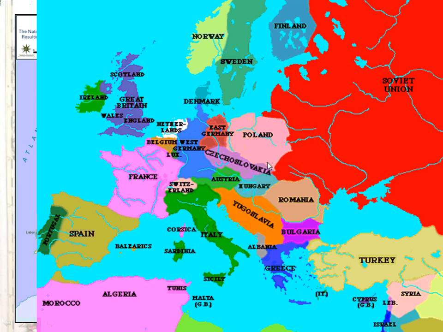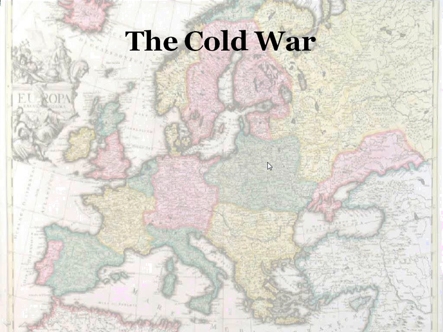Notice East Germany and West Germany, two different Germanys now. Poland, the borders changed, and then a lot of countries just disappeared. Soviet Union. Union of Soviet Socialist Republics, just like USA is United States of America. Yep. After World War II, we get something called the Cold War. And you read about that for today, too.